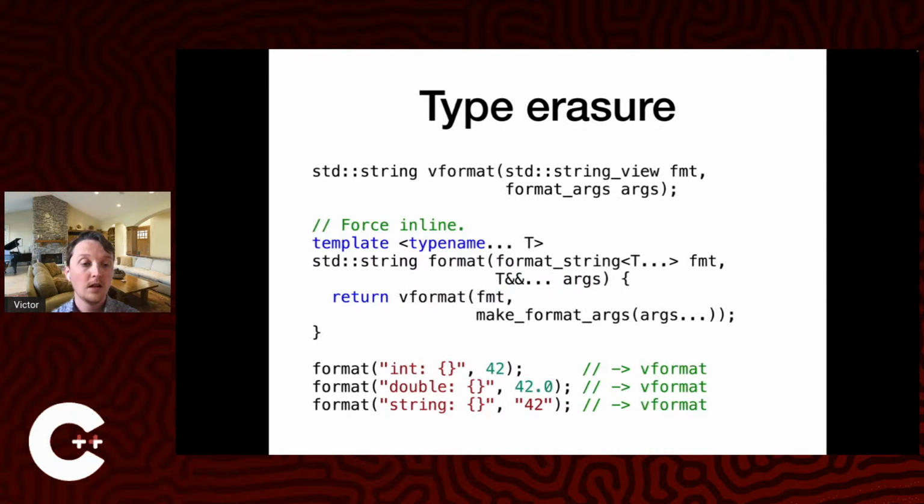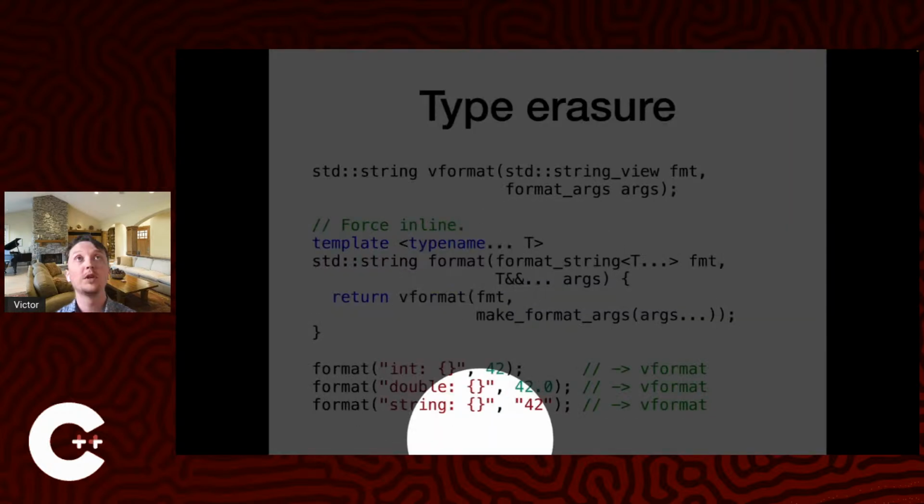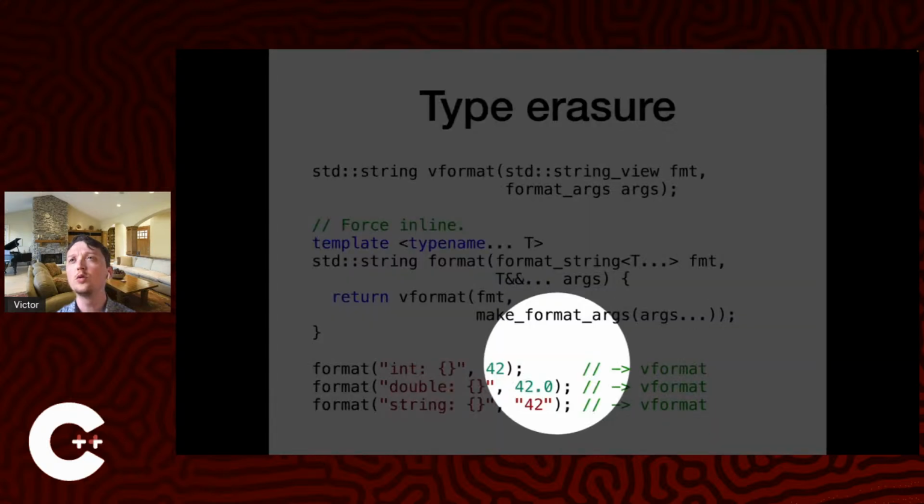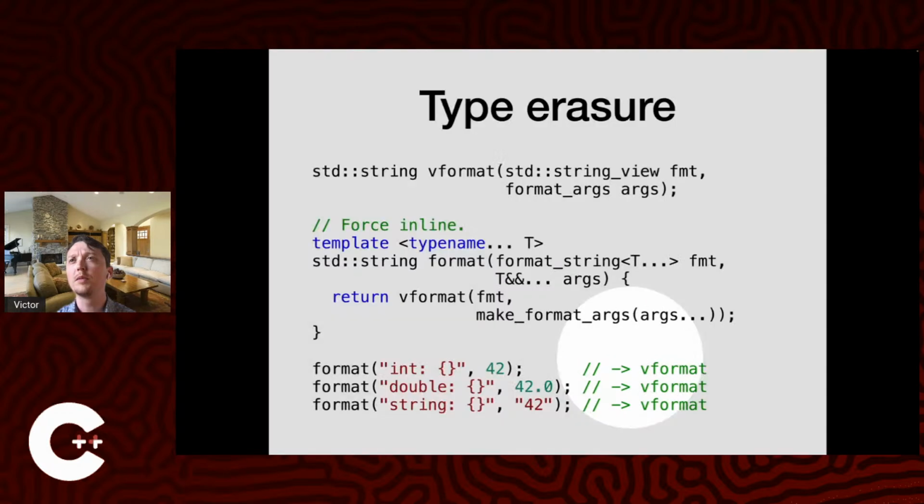So to prevent this from happening, we use type erasure. The format function is forced inline, and all the work is delegated to vformat, which takes something called format_args, which is a type-erased representation of arguments. And so, because we force inline, the format function goes away, and all these three things here are compiled into calls to vformat. The reason my clicker pointer is a bit slow. Sorry for that.